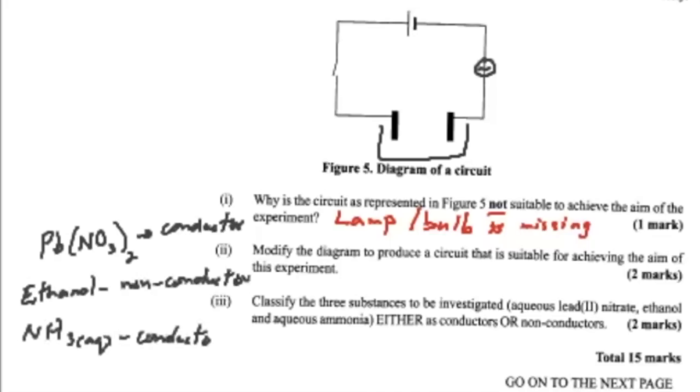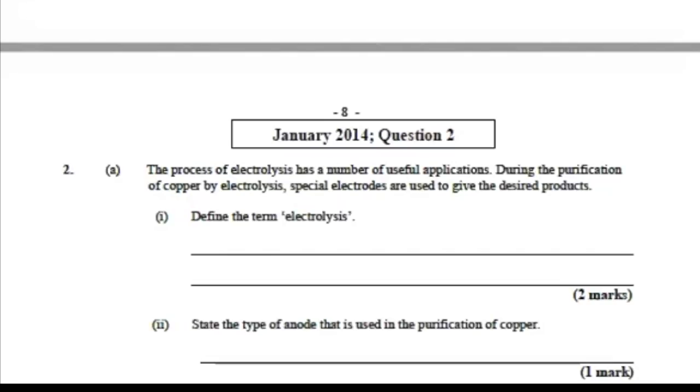Though a weak conductor, it's a weak electrolyte, so it ionizes partially, but it will produce some ions, so it will conduct. Not as much as lead nitrate, but it will conduct. We're just classifying as conductors or non-conductors. So there we go, another 15 marks. This is January 2014, question 2, another electrolysis question.